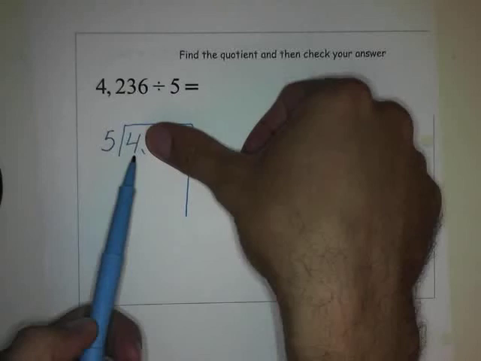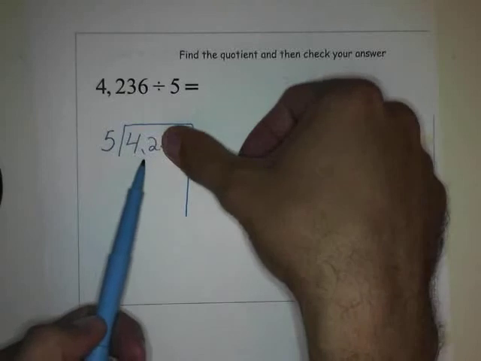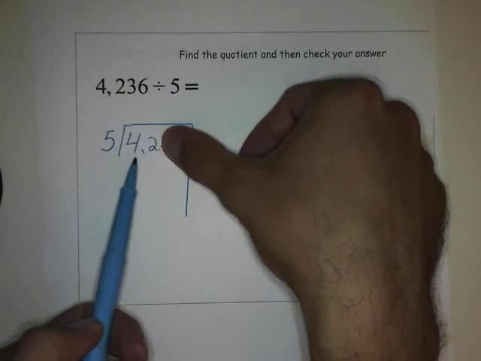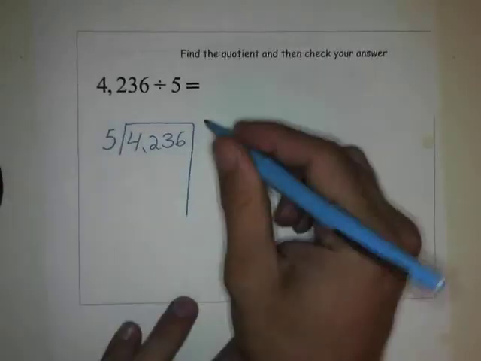5 cannot go in the 4. So we move on. Now we got 42. How many times can 5 fit into 42? Well, we count by 5s. We know that 5 can go into 42 about 8 times. So I'm just putting 8 over here.